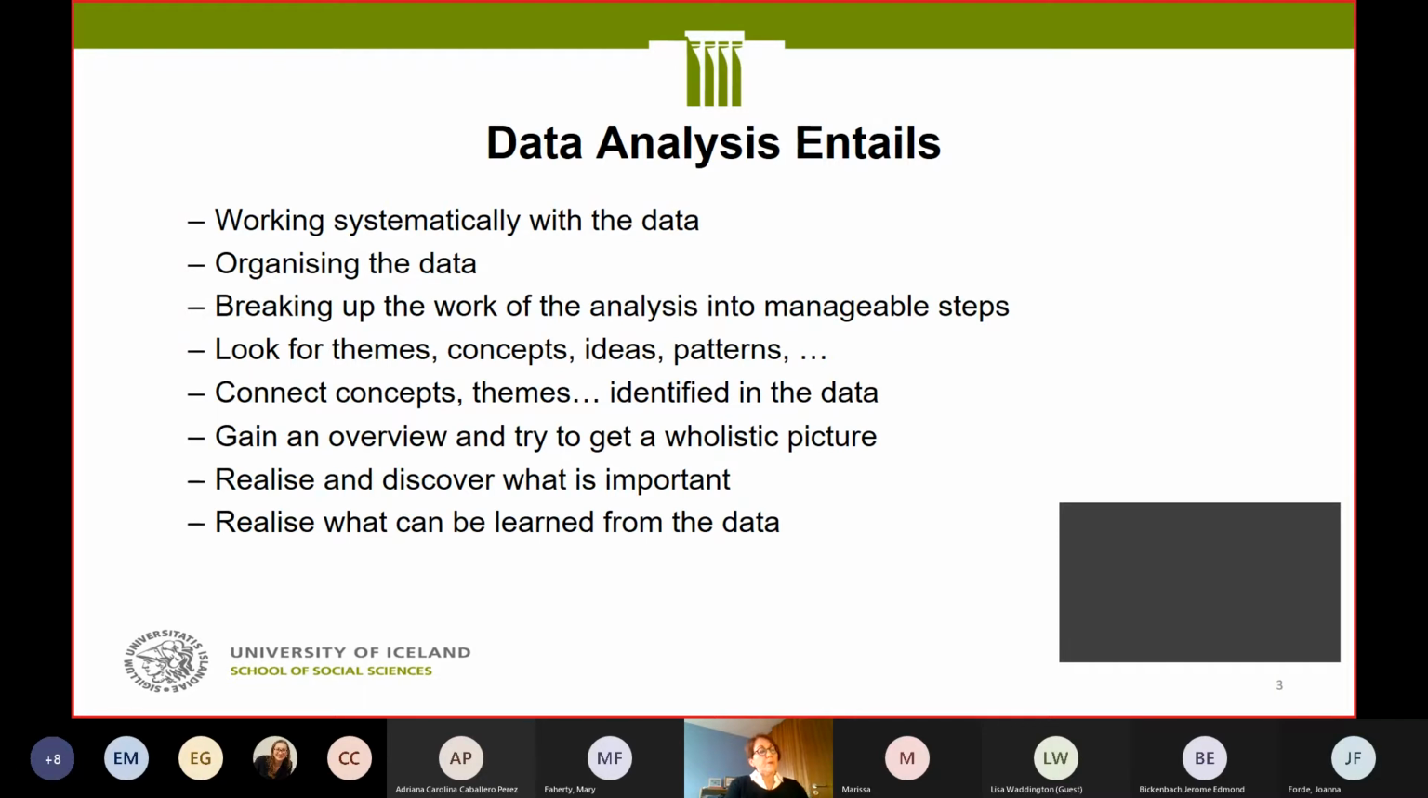Data analysis is really to discover what is important in the data. And it is often other things than we had anticipated beforehand, especially in qualitative data. The data analysis is done in order for us to learn, to discover what can be learned from the data.